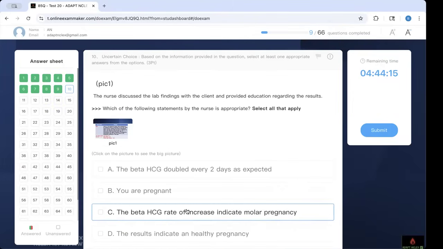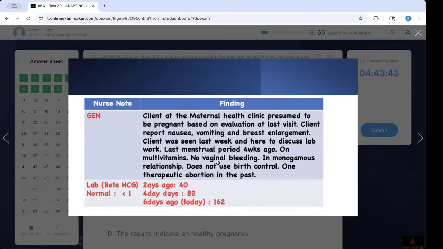Let's discuss the lab results with the client and provide education regarding the results. Which of the following statements by the nurse is appropriate? This is what we have. A client at the maternal health clinic presumed to be pregnant based on the evaluation at the last visit. Client reports nausea, vomiting, breast enlargement. Client was seen last week and is here to discuss the lab results. Last menstrual period 4 weeks ago, on multivitamins, no vaginal bleeding. In a monogamous relationship, does not use birth control. One therapeutic abortion in the past.